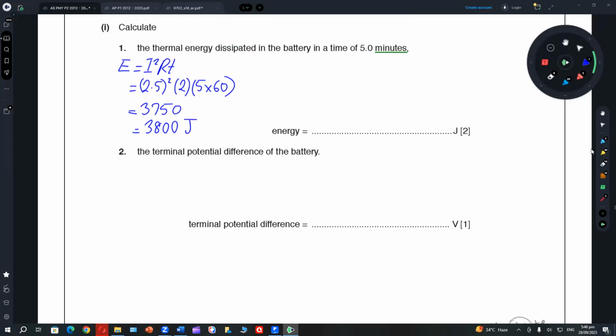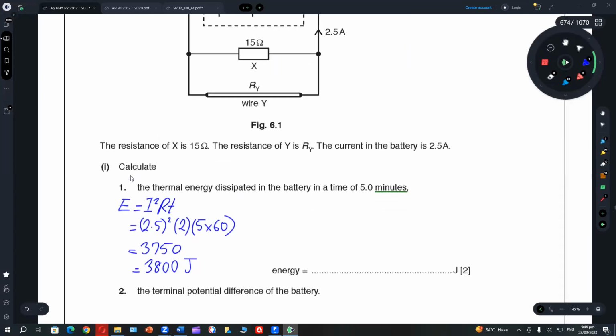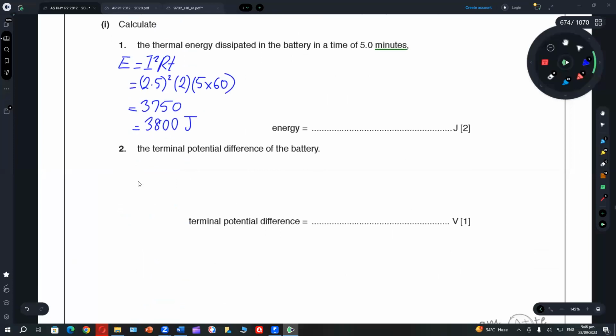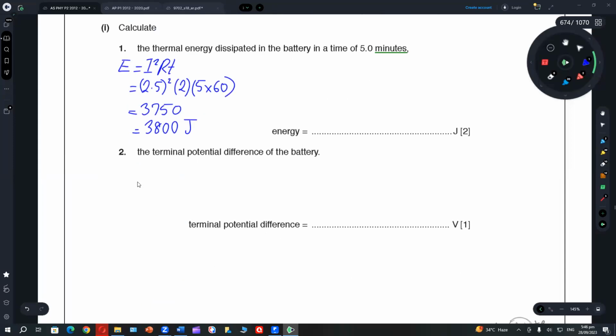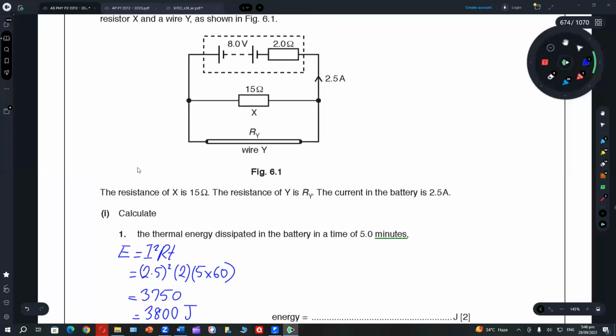The terminal PD of the battery. We can use the formula R equals V divided by I, so V equals IR. And what is actually terminal PD? It is the PD which is available for the external circuit. It is not internal PD. So you have to subtract it from 8, right? 8 is the EMF. So you need to know how much the battery itself is eating up.